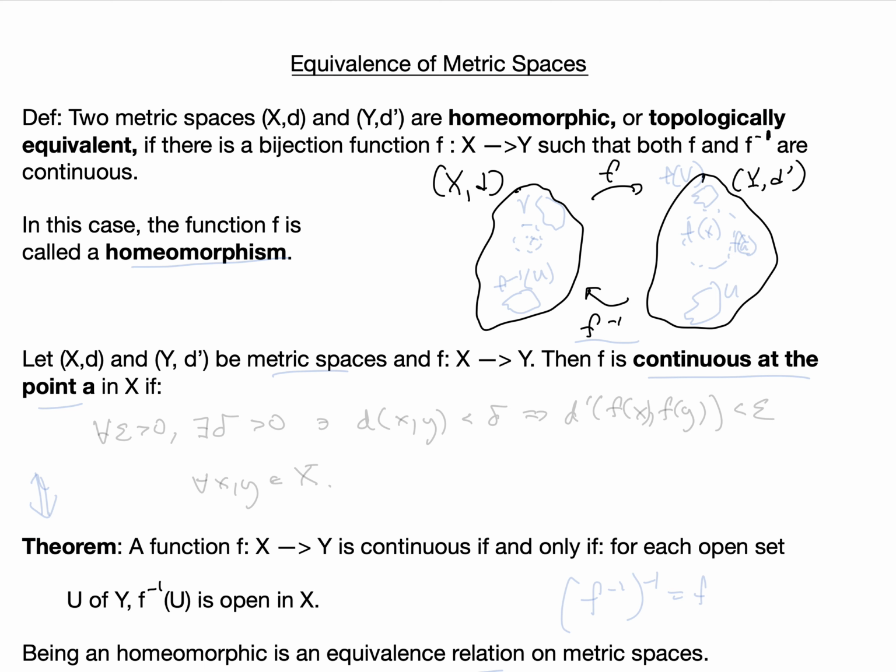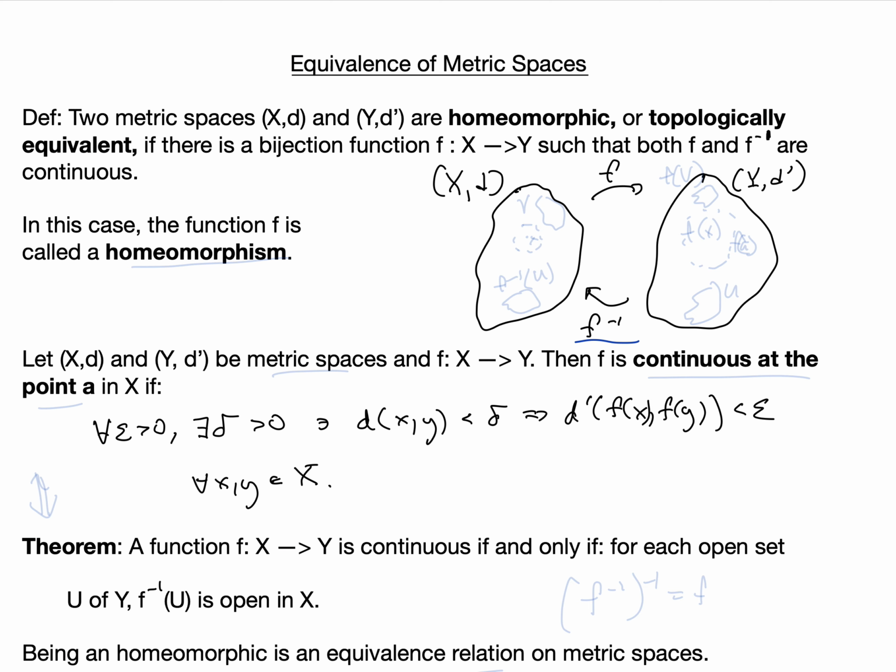In this video, we're going to talk about when metric spaces are topologically equivalent. So here's our definition. Two metric spaces, (X, d) and (Y, d'), are homeomorphic or topologically equivalent if there's a bijective function f that maps X to Y such that both f and f inverse are continuous. And in this case, that function f is called a homeomorphism. Just a reminder, because f is a bijection, that means it's one-to-one, and so that means f inverse exists.